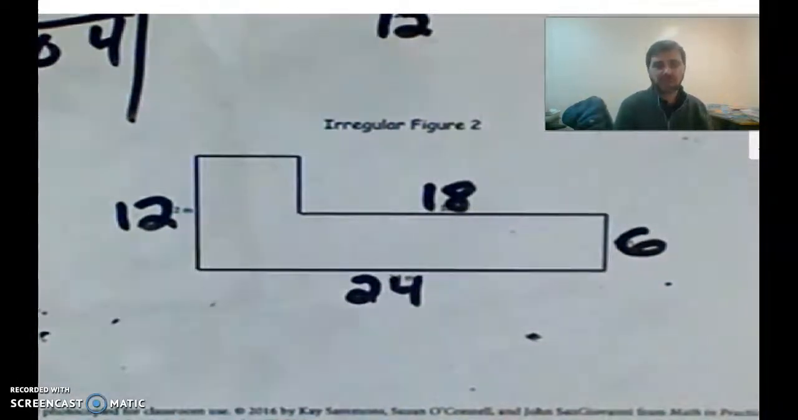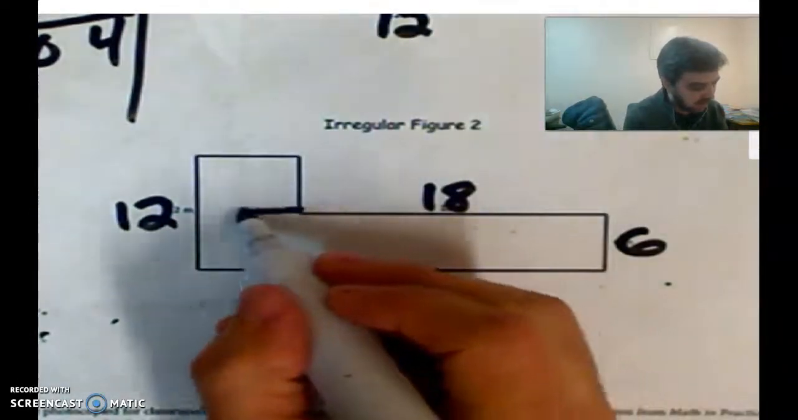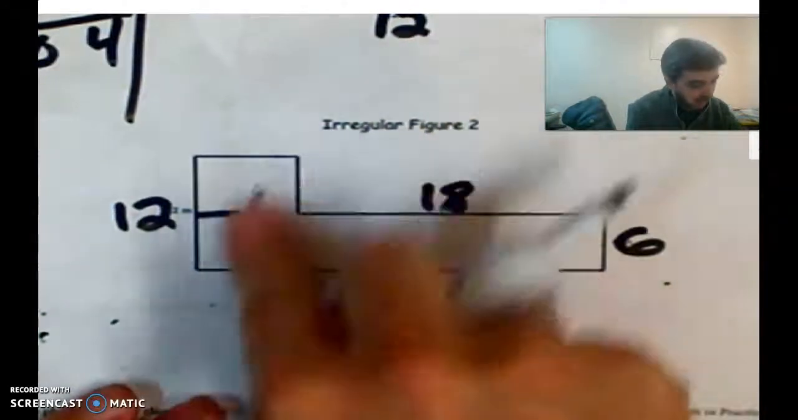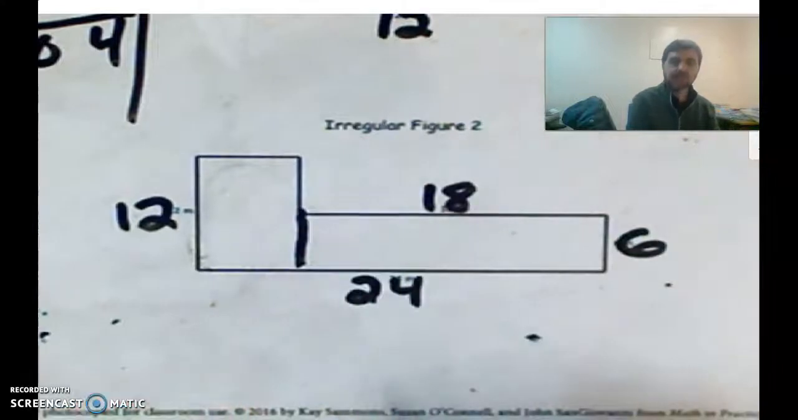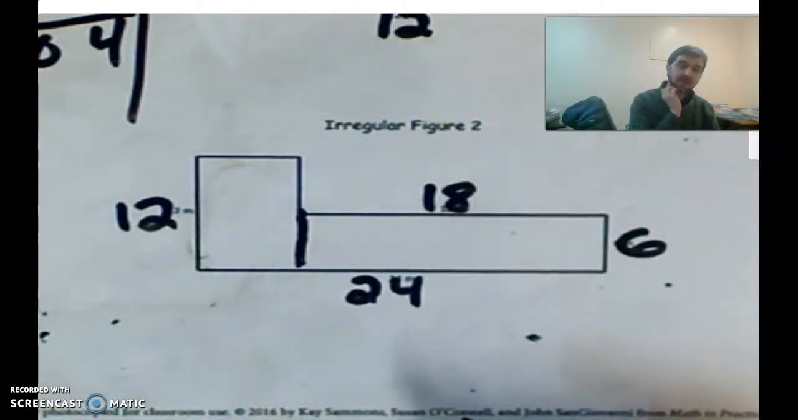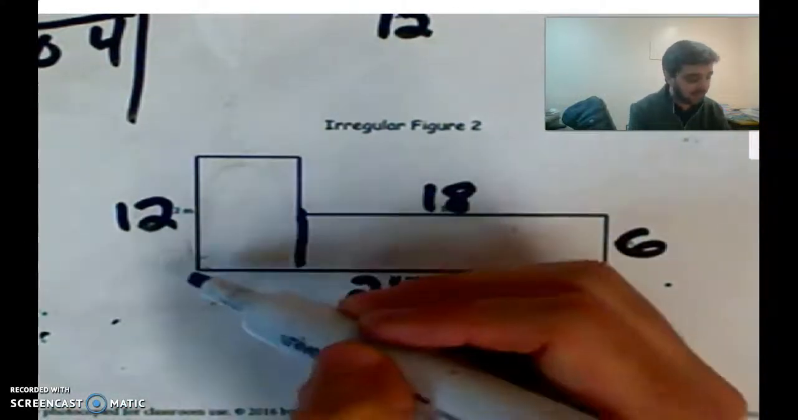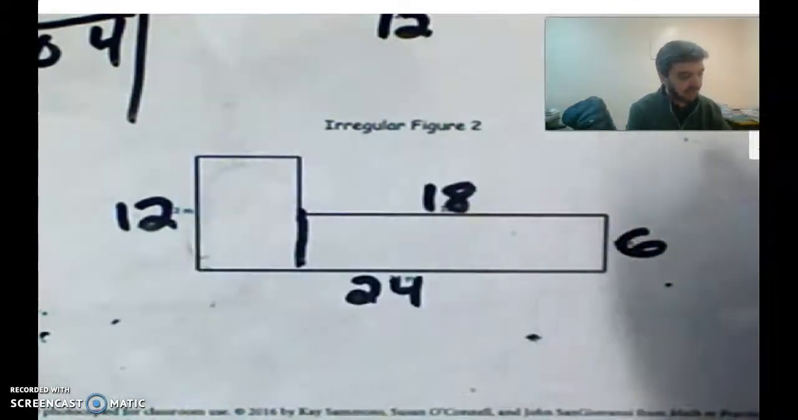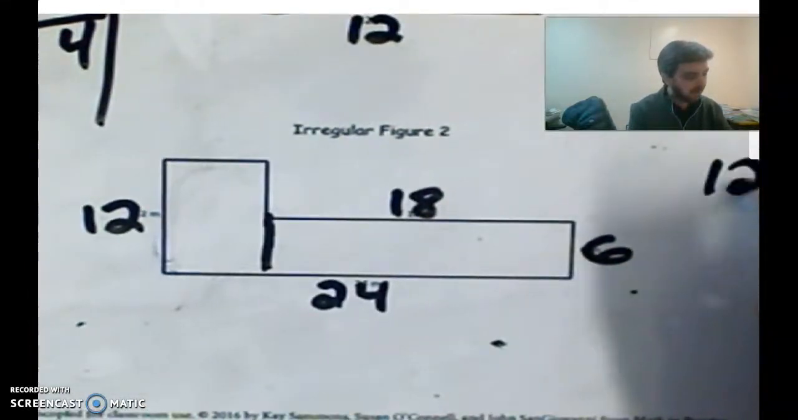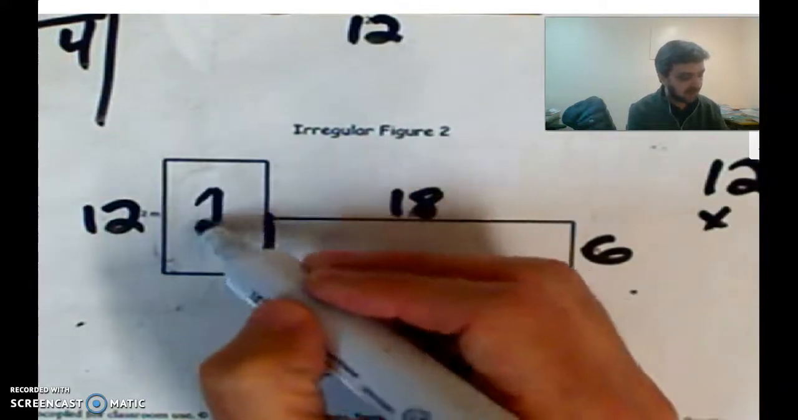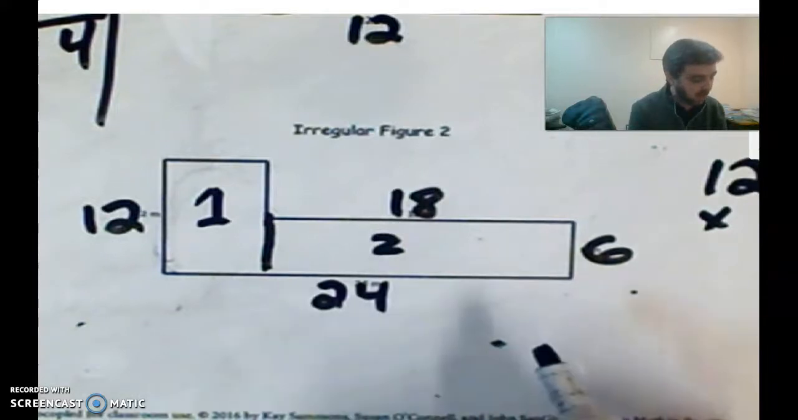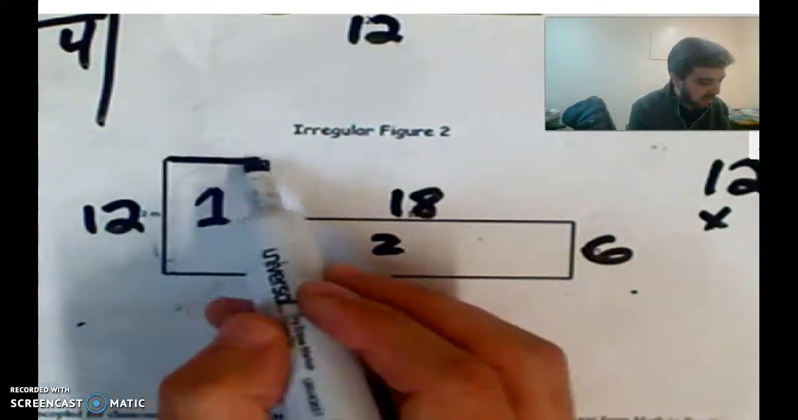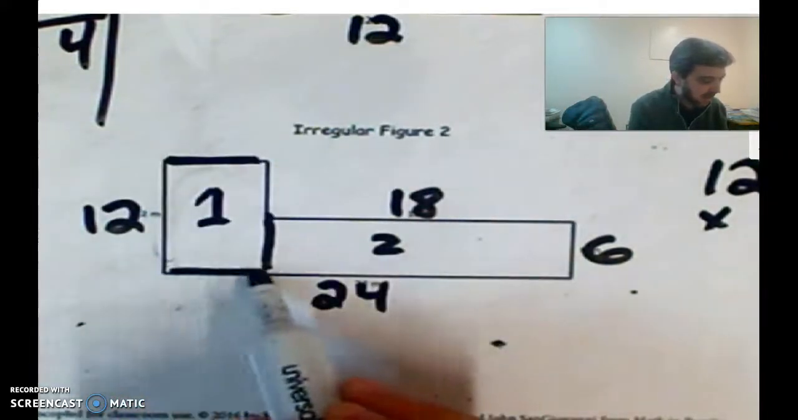So there's really 2 ways to do this. You could split it this way, right? Or you could split it this way. So if you split it this way, you've got 2 rectangles. We can see that this is 12 here. So we know it's going to be 12 times, this is rectangle 1, this is rectangle 2, 12 times something, but we don't know this length here. But do we know this length?